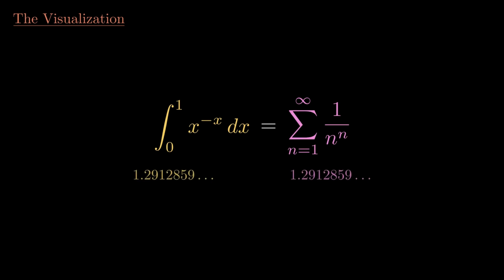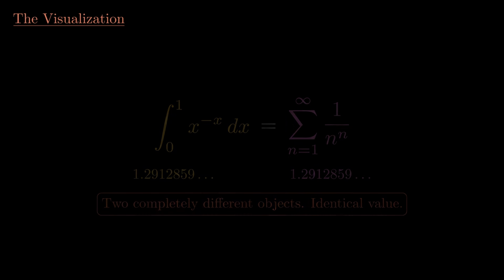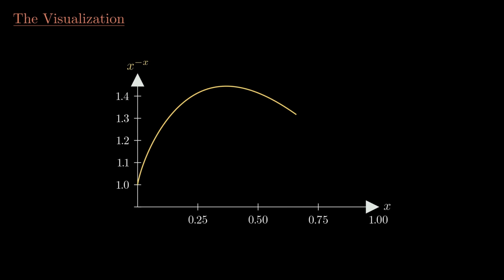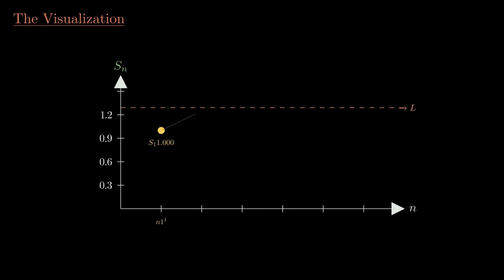Now let us actually see the identity. On the left, we have the integral from 0 to 1 of x to the negative x dx. On the right, we have the sum from n equals 1 to infinity of 1 over n to the n. And both sides give the same value, about 1.2913. First, look at the graph. The curve starts near 1, rises to a gentle peak, and then returns to 1 at x equals 1. So the shaded area gives the value of the integral.